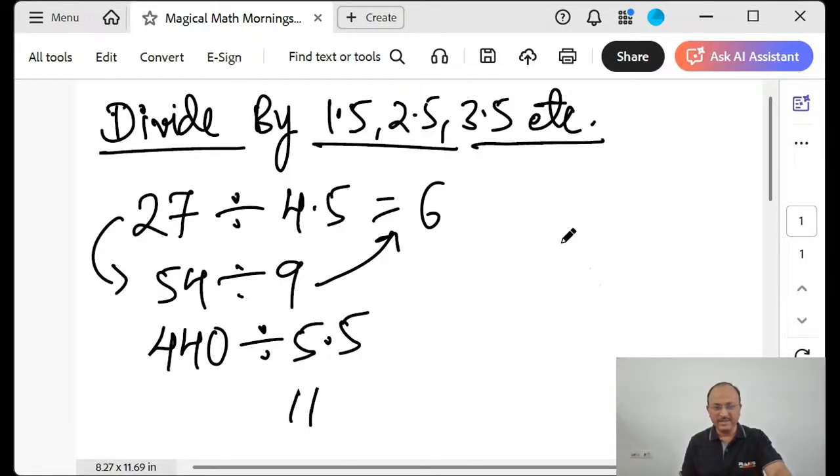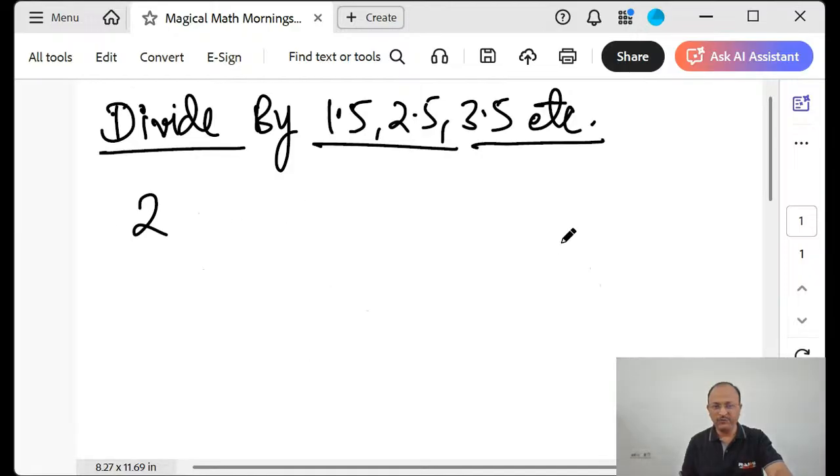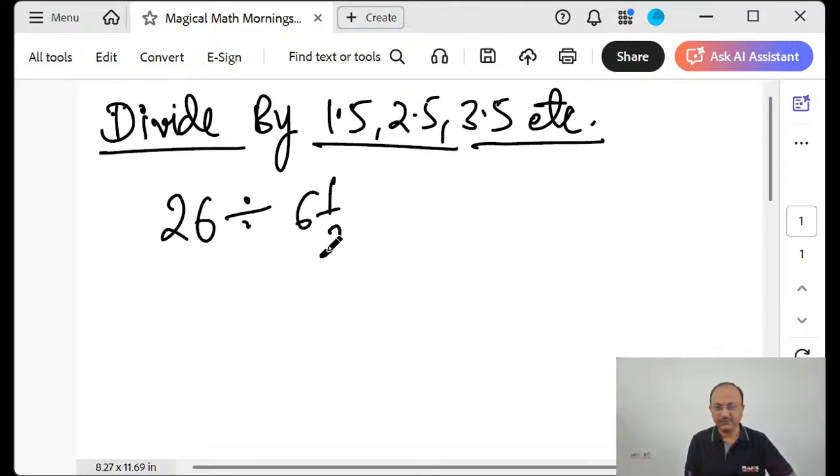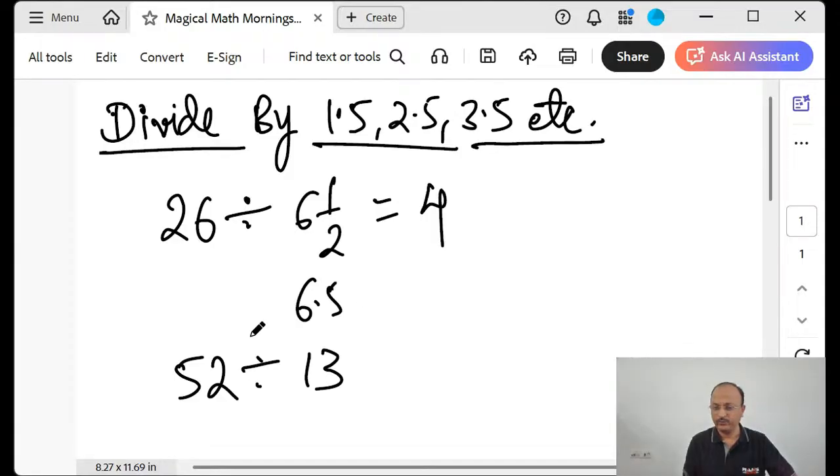And suppose the number is given like, instead of 0.5, it is given like this: 26 divided by 6 and a half. It is the same. Correct? 6 and a half is nothing but 6.5. So what we do? 6 and a half, when you double, what do you get? It will become 13. 26 doubled will get 52. 13 fours are 52. Can we do like this? Yes.